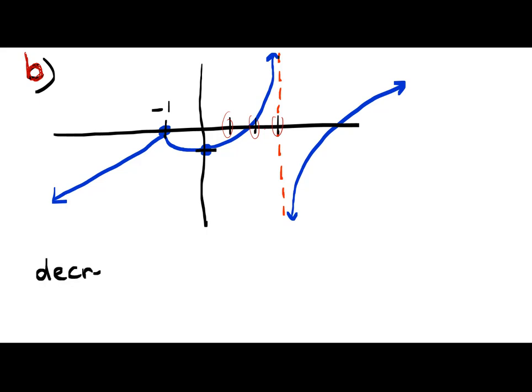Okay, guys, go for it here. So decreasing where? When is it going down? Negative one to what again? Zero. To zero, that's right. Because once it hits the zero marker, then it starts going up. Okay, that's decreasing, that's cool.